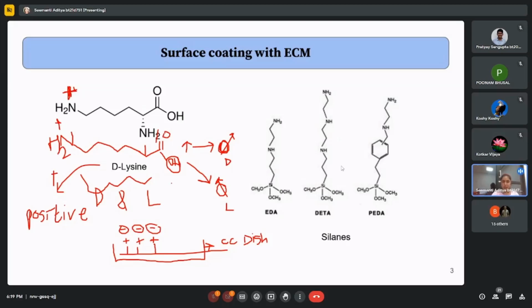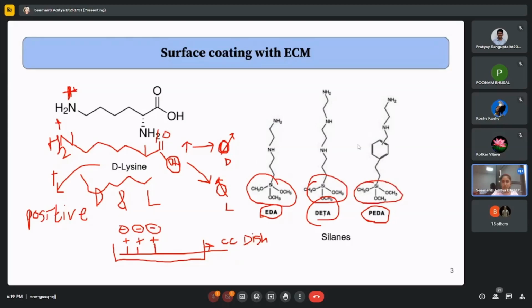Apart from poly D lysine, another synthetic ECM that we use generally is silane. Silanes can be of different types, that is EDA or DTA or PIDA, depending upon what side chain is used. This is the molecule called silane, and depending upon what side groups we are using, they have different chemical names.